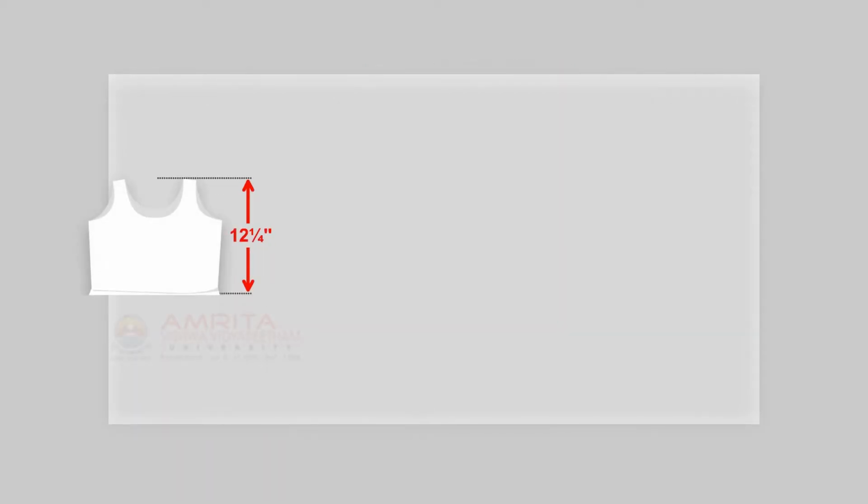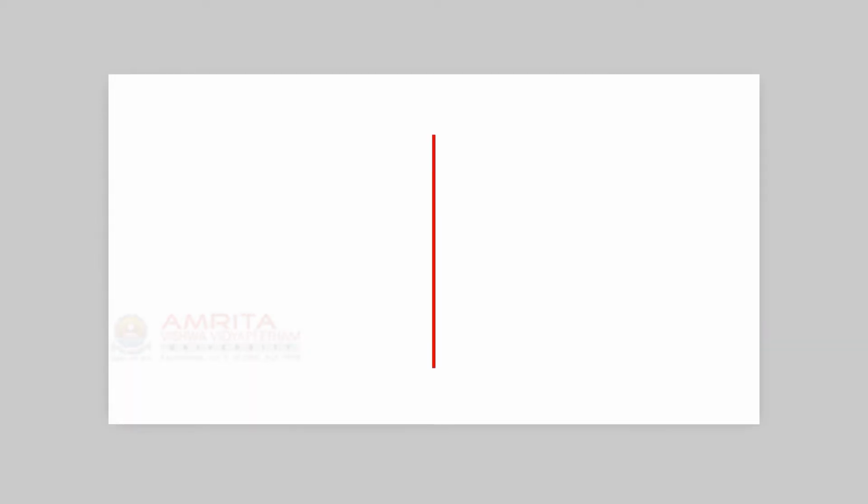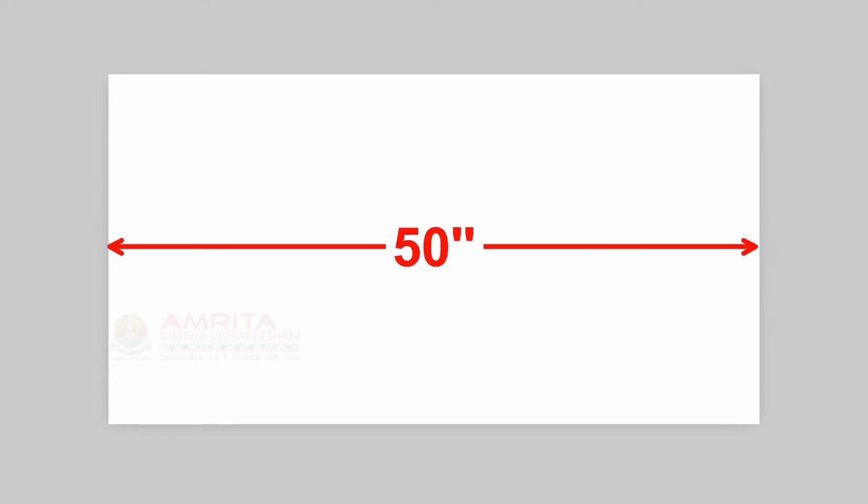So, the fabric required would be 1 time the total front length plus 2 times the skirt length, considering the fabric width as 35 inches. That is 12.25 plus 17 is equal to 46.25 inches. We will round this to 50 inches, which is 1.5 meters. Thus, the total fabric required would be 50 inches or 1.5 meters of fabric.